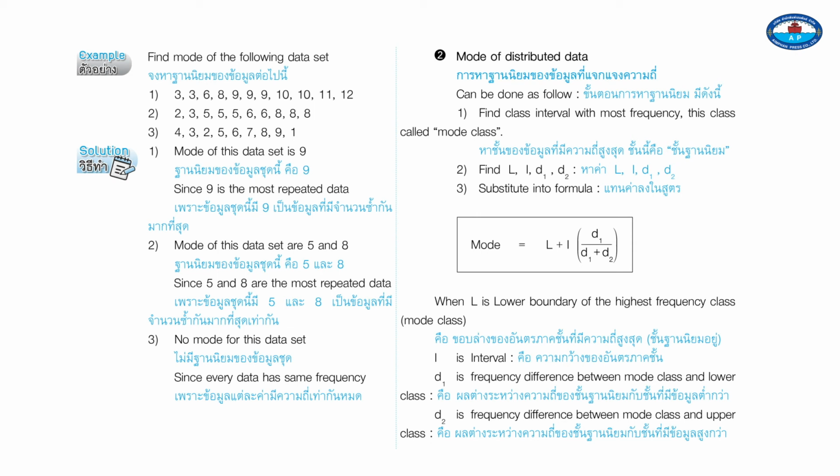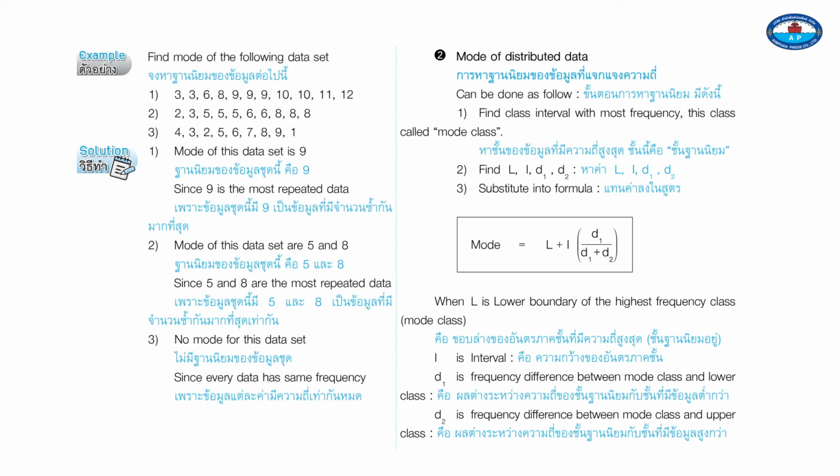1. Find class interval with the most frequency. This class called mode class. 2. Find L, I, D1, D2. 3. Substitute into formula. Mode equals L plus I, D1 over D1 plus D2.